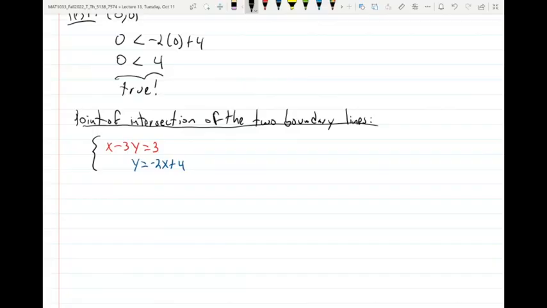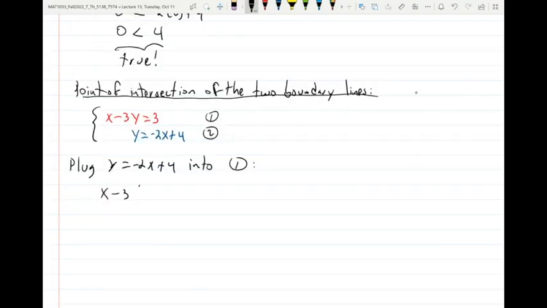Okay, now we need to decide what method to use. What do you want to use? Substitution. Okay. So here we already have y solved for, right? It's very easy to put that into the first one. So I'm going to plug y equals negative 2x plus 4 into equation number 1. So that's 1, that's 2. All right, so it's going to give us x minus 3 times negative 2x plus 4 equals 3.